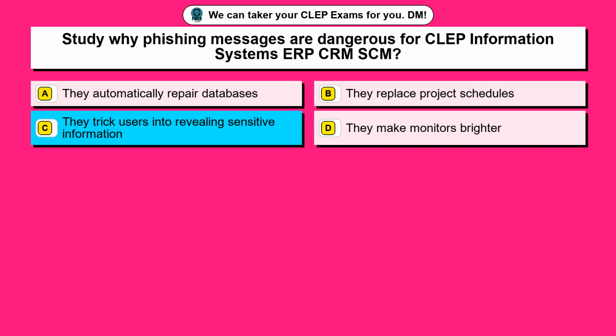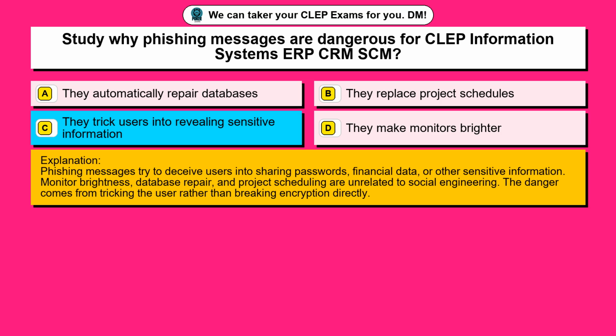The correct answer is option C. They trick users into revealing sensitive information. Phishing messages try to deceive users into sharing passwords, financial data, or other sensitive information. Monitor brightness, database repair, and project scheduling are unrelated to social engineering. The danger comes from tricking the user rather than breaking encryption directly.